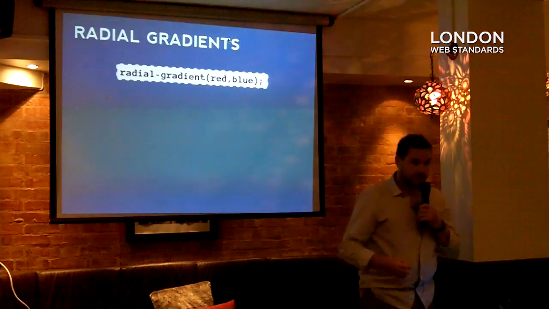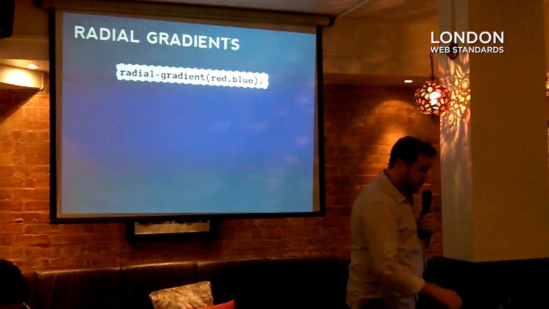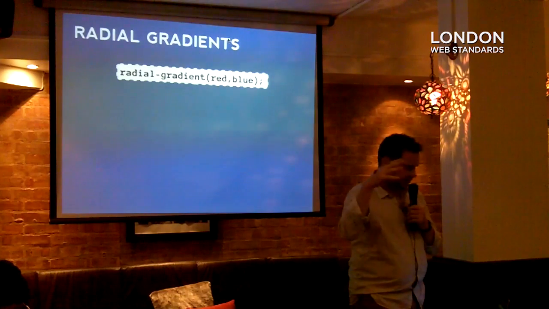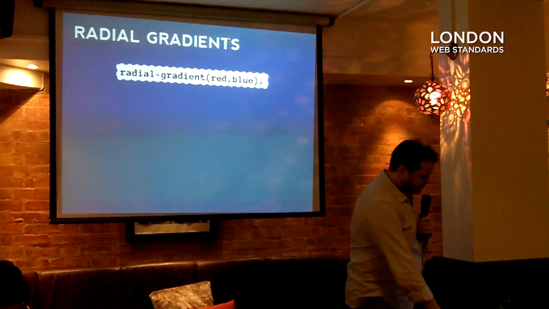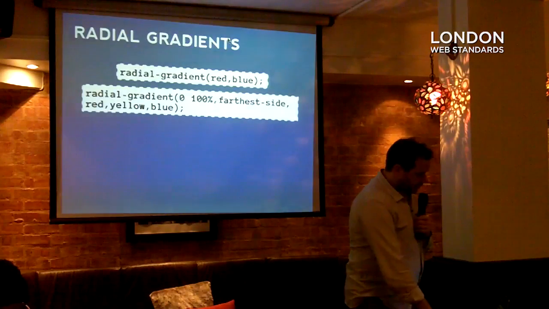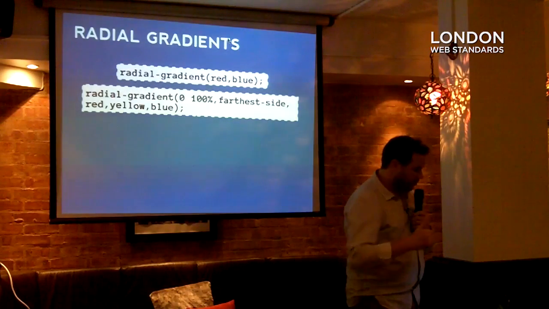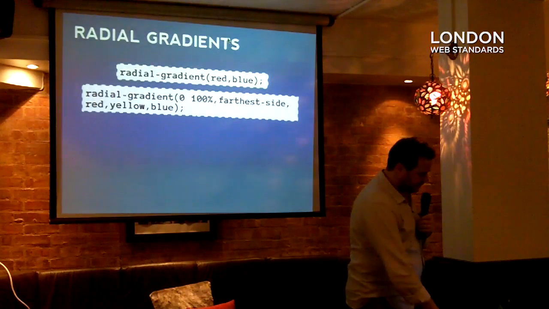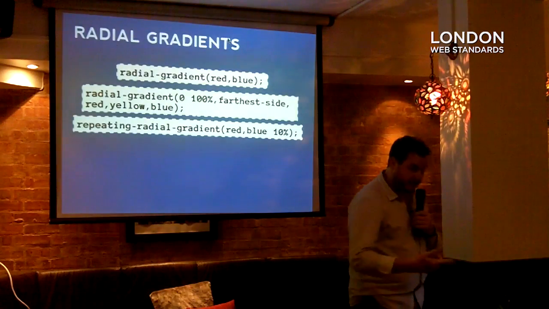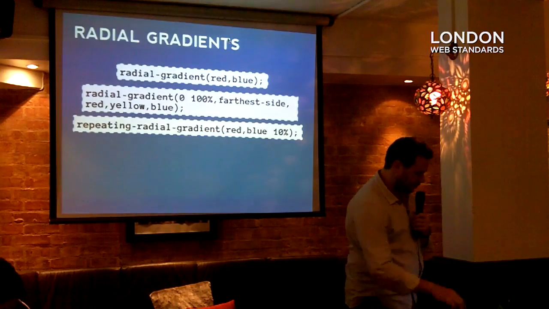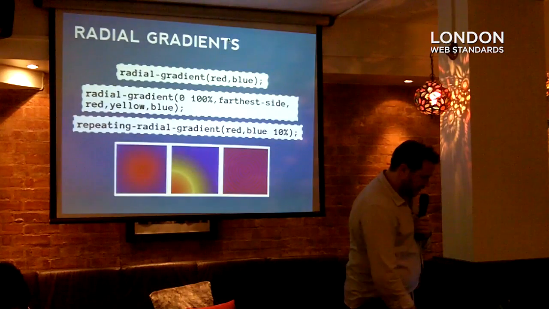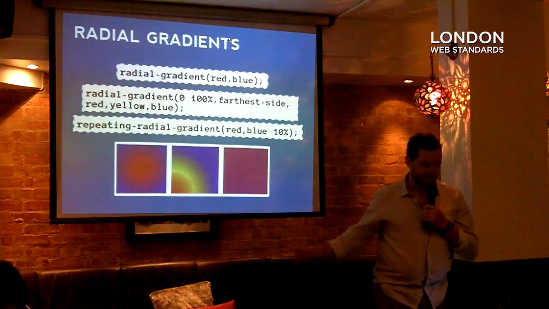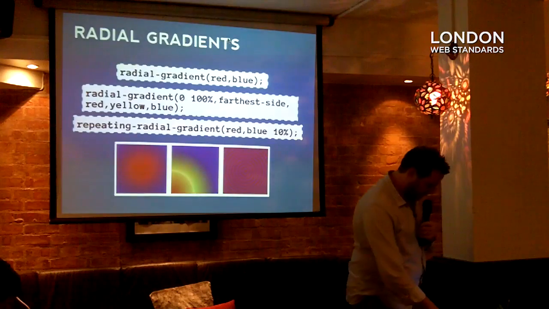You can also do radial gradients. So this is a very simple one, center of the element out to the edge of the element, goes from red to blue. You can set which corner it goes from, when it stops, and go through multiple colors. And you can do repeating radial gradients as well, so these will kind of loop through. So you can end up with more ugly examples like this. Don't look at the one on the right for too long, you might get hypnotized.